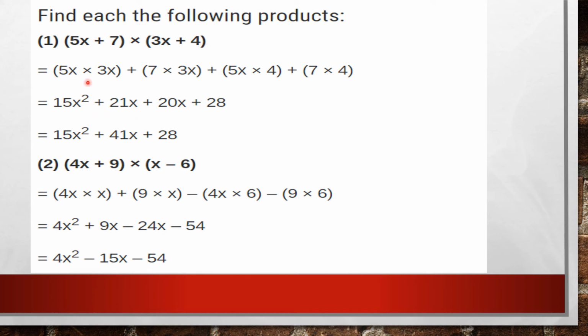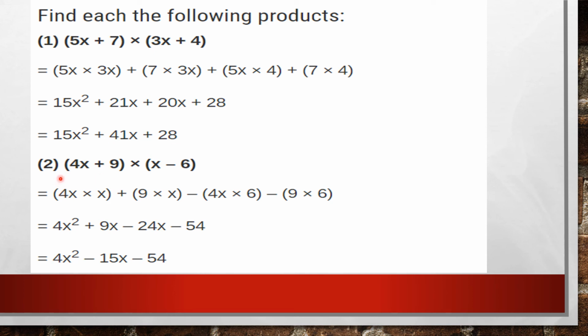So 5 into 3x becomes 15, and x into x becomes x squared. 7 into 3x becomes 21x. 5 fours are 20, and x becomes 20x, plus 28. So these two are like terms, and we can add up the like terms here. 21x plus 20x becomes 41x. The answer is 15x squared plus 41x plus 28.